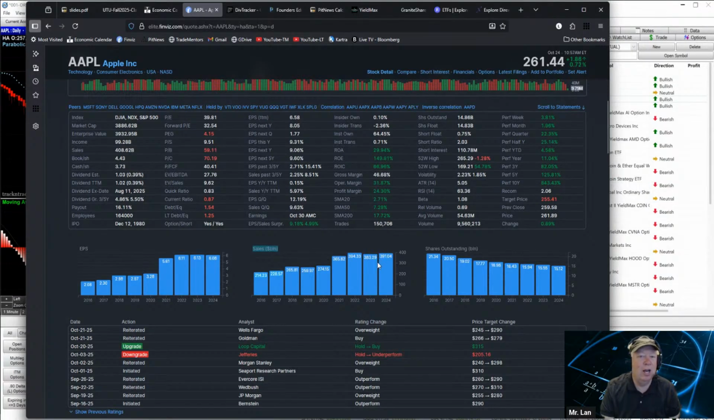Everybody who wants an Apple iPhone has one. And then they just roll them over every couple of years now. They don't just do it every year. So they've just kind of flattened off there. Apple needs to do some innovation. They really do. They've been suffering a little bit. And so because of that, they've been buying back their shares.